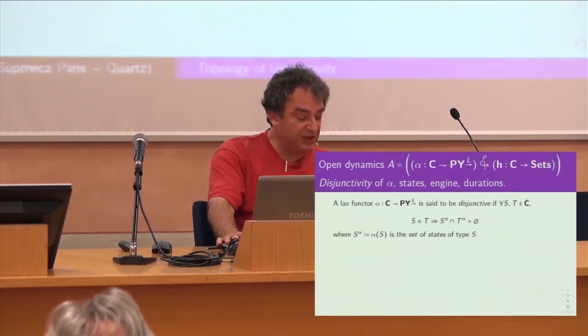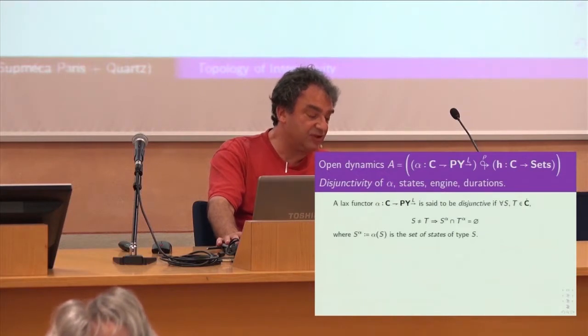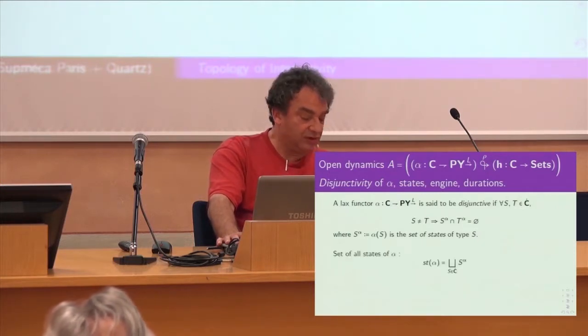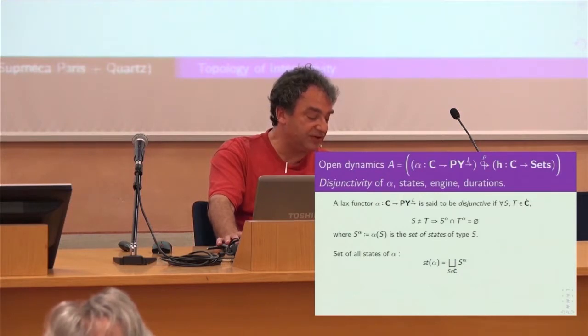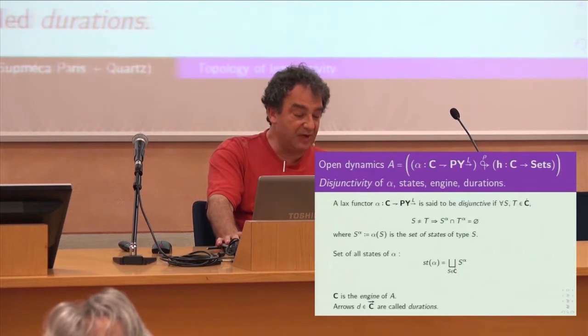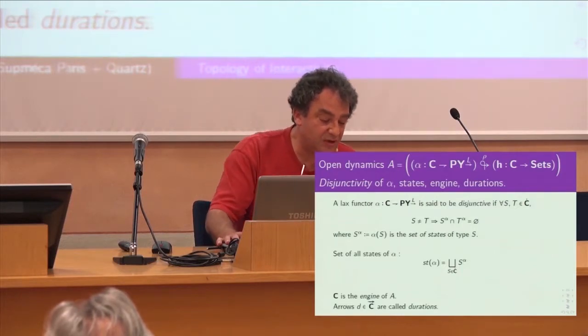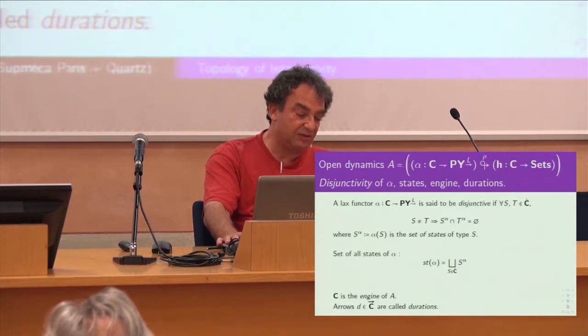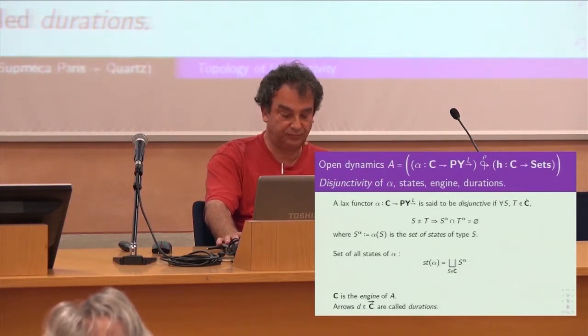And the Lax functor from C to PYL is said to be disjunctive if the sets of states associated with two different objects of C are disjoint. The set of states of alpha is then the disjoint union of the sets of states of different types. And the small category C is then called the engine of the open dynamic, and its arrows are called durations.